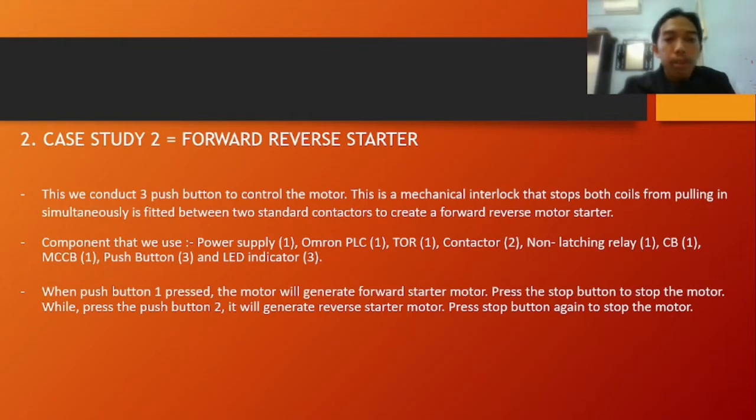The components that we use are 1 power supply, 1 Omron PLC, 1 TOR, 2 contactors, 1 latching relay, 1 CB, 1 MCCB, 3 push buttons, and 3 LED indicators. When push button 1 is pressed, the motor will start in the forward direction, and press the stop button to stop the motor. When push button 2 is pressed, it will start the motor in reverse. Press the stop button again to stop the motor.